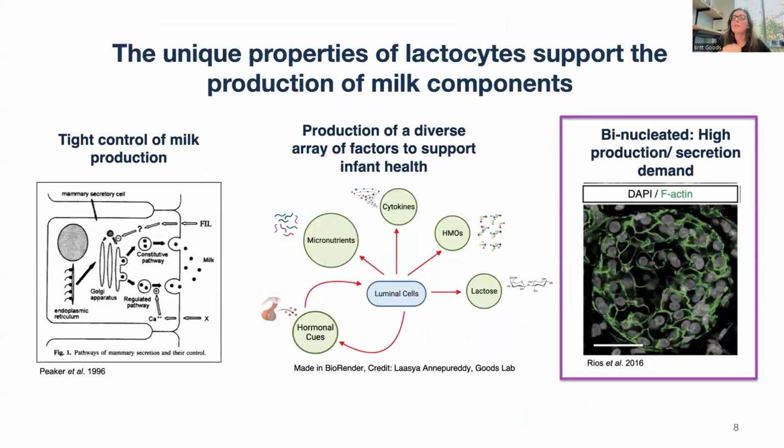I also think these cells have a lot of unique properties that support the production of milk components. For example, there's tight control of milk production, like I mentioned in the previous slide. And there's also a production of a huge array of things: micronutrients, cytokines, human milk oligosaccharides, which I'll talk a little bit about later, as well as lactose. And then there are some interesting things about these cells. Some fraction of these cells are actually binucleated, much like what you might find in, I think, the liver, for example.